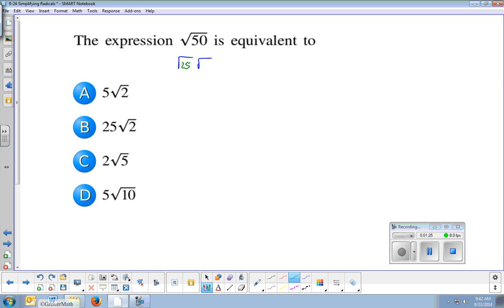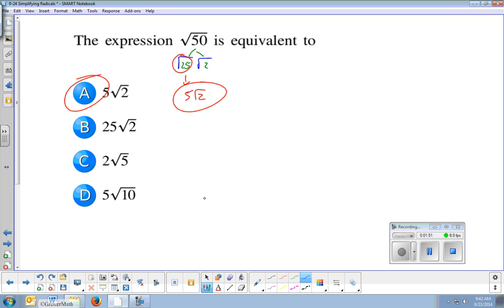So see how I'm writing this? I'm splitting it up into two square roots, square root of 25 and square root of 2. The one that's the square, the 25, I'm putting on the left, and I'm circling it because that's the one that's going to be reduced. The square root of 25 is 5. The square root of 2 cannot be reduced, and so it stays the square root of 2, and 5 rad 2 is my answer.